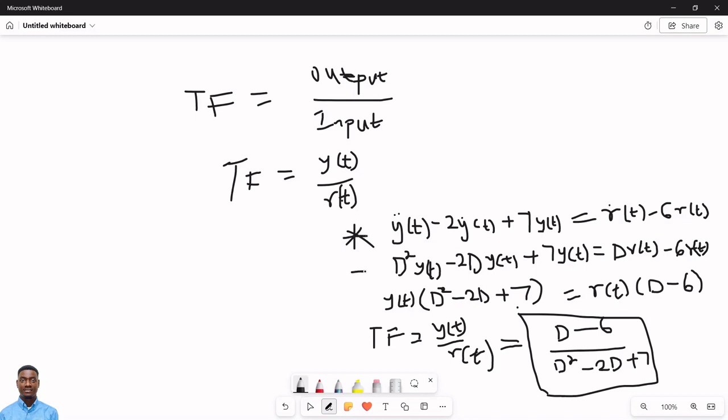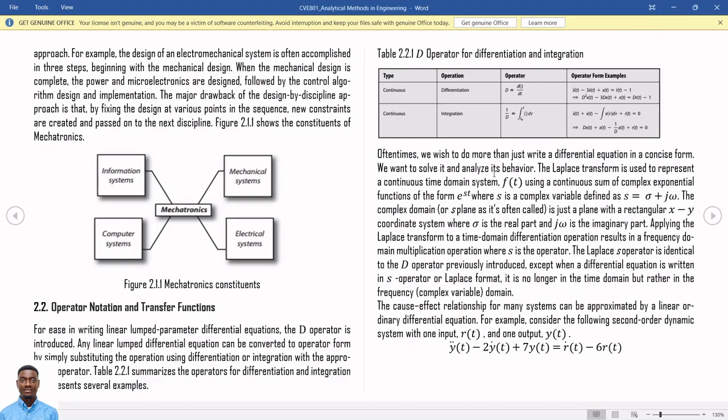The first thing we did here is to rewrite the equation using operator notation. The second thing is to collect the like terms, having our output to the left of the equality sign and our input to the right of the equality sign. Y is our output, R is our input. Factorize using R, factorize using Y, and the TF, transfer function, is the ratio of output over input, and this is what we have here. So that is what is called a transfer function.